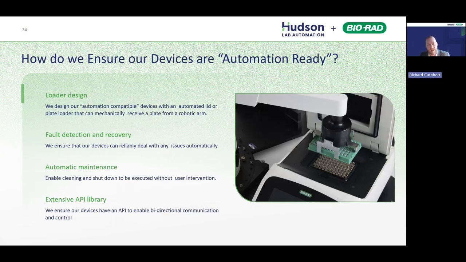Next, does the instrument have automatic fault detection and recovery? Now, every instrument will occasionally throw an error, and if there's an automatic way of correcting errors, that means that your run doesn't end and the system can recover. Now, this is something that we built into the ZE5 cell analyzer, which has a feature that detects blockages and stops acquisition before it gets too bad. It can then clean the sample line.